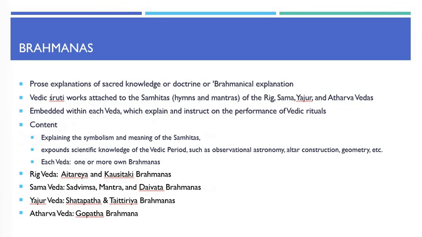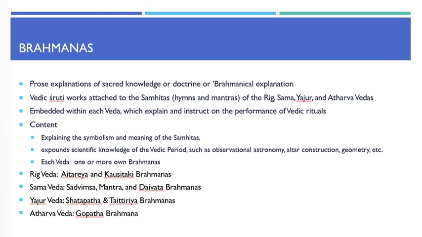The next part of the Vedas is the Brahmanas. These are prose explanations of sacred knowledge or doctrine, or Brahminical explanation. Brahmanas are the Vedic Shruti works attached to the Samhitas, that is, the hymns and mantras of the Rig, Sama, Yajur and Atharva Vedas. Brahmanas are embedded within each Veda, which explain and instruct on the performance of Vedic rituals. The Brahmanas explain the symbolism and meaning of the Samhitas and also expound scientific knowledge of the Vedic period, such as observational astronomy, altar construction, geometry, etc.